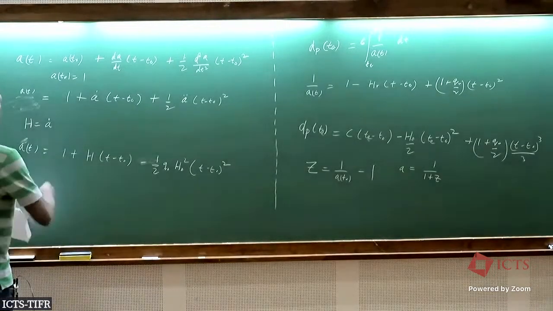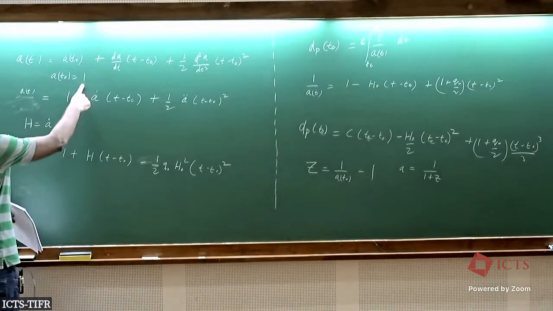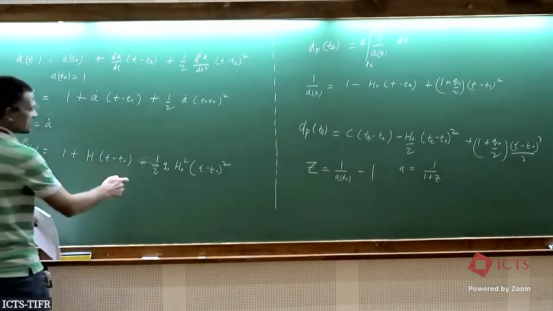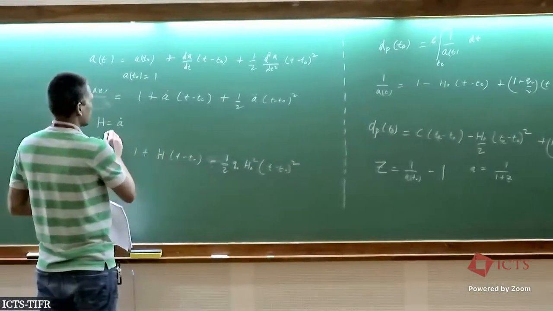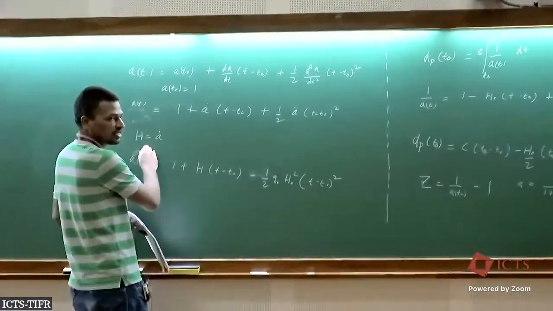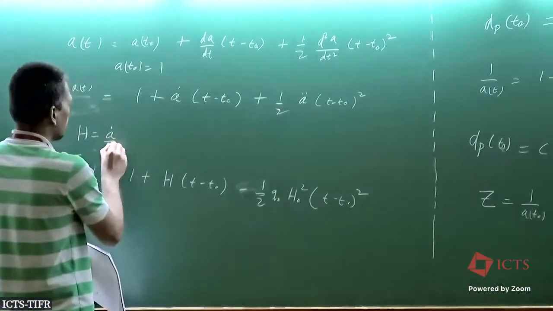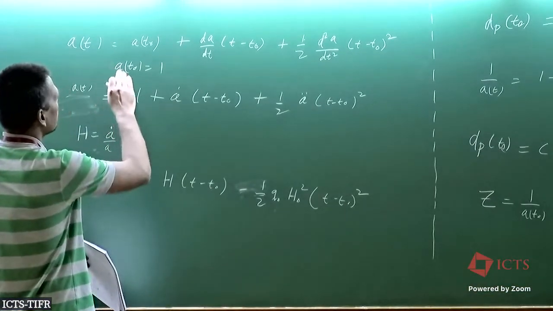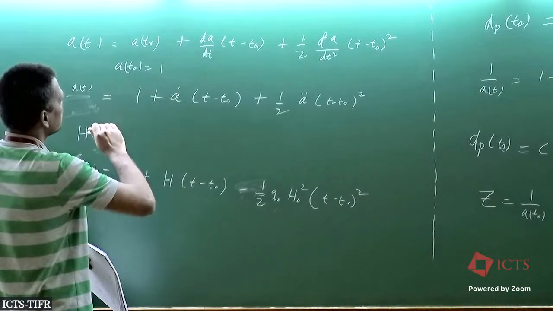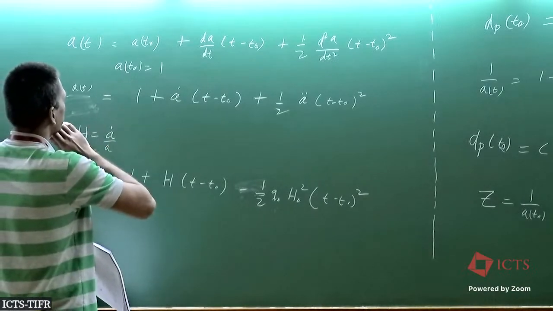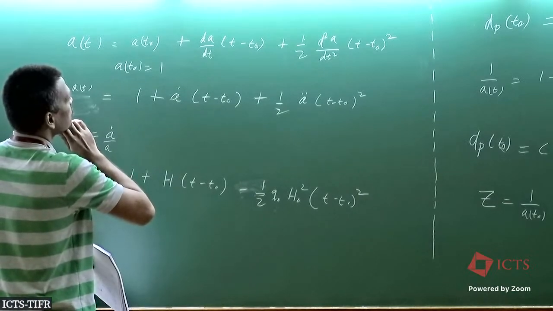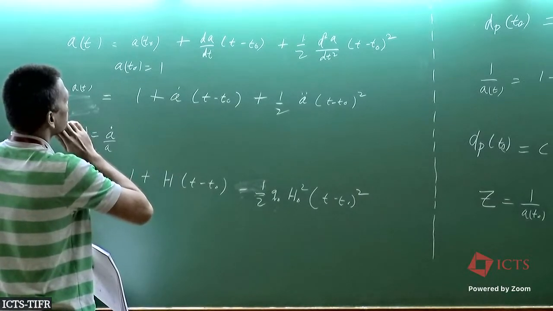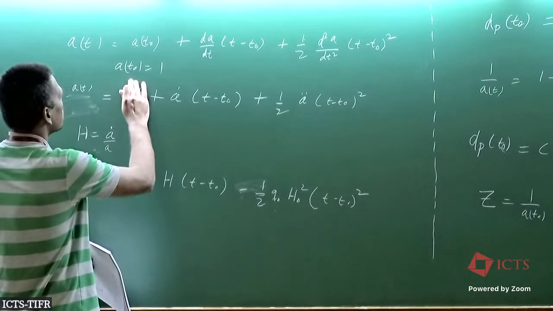So I just set A(t0) equals to 1, right? And then this is basically the convention. And so based on that, now you can define your H. H is essentially A dot over A, but A(t0) is 1. Yes. So you only set A(t0) to 1.